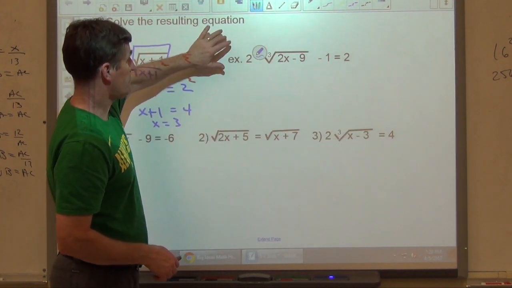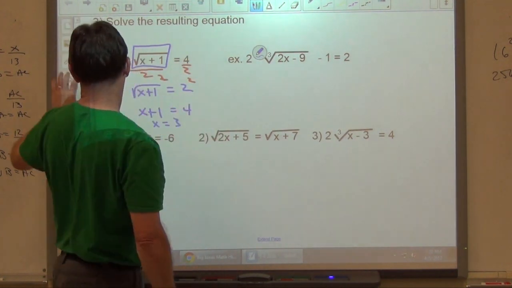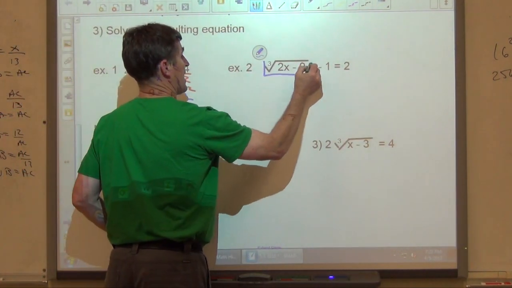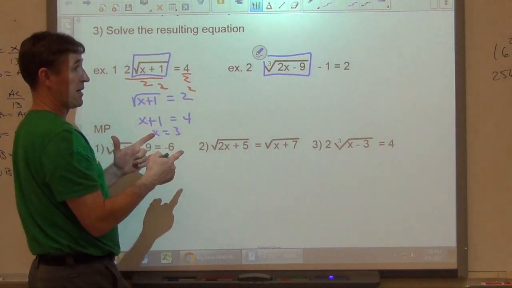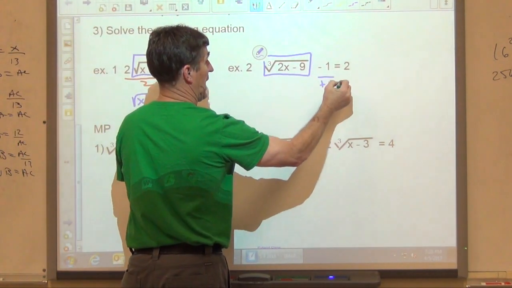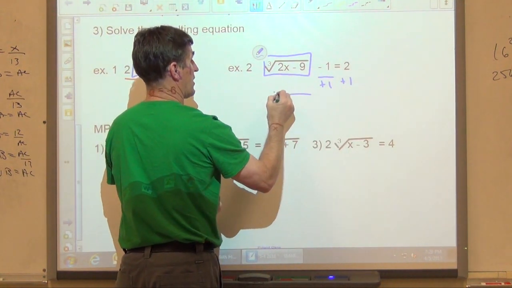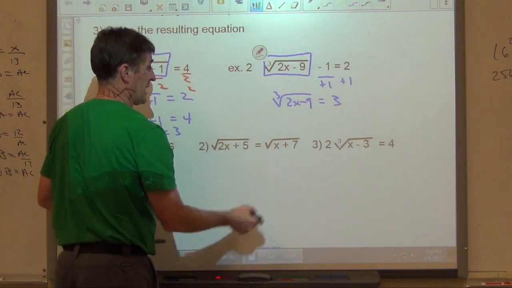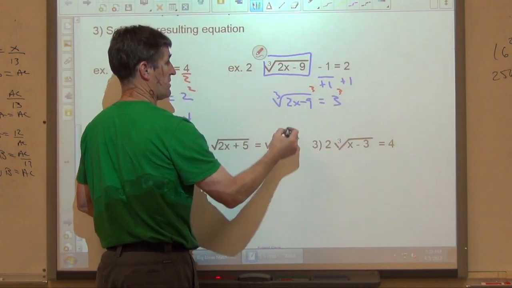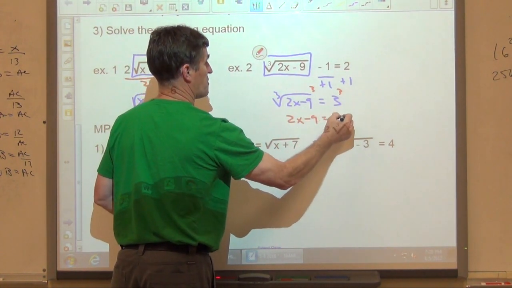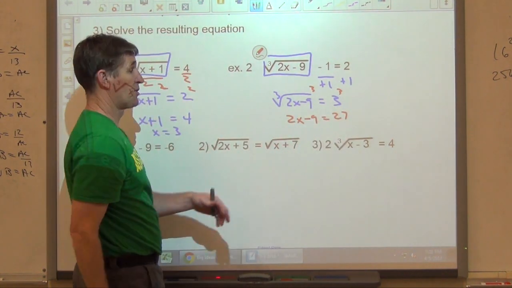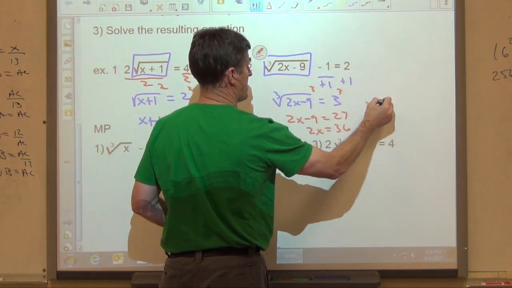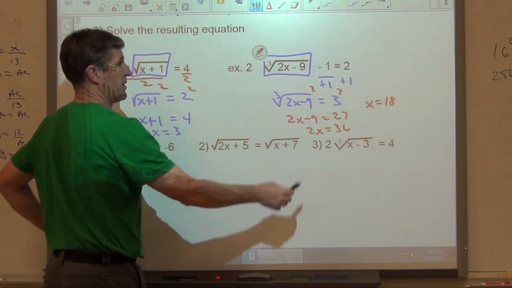This next one, we've got the cube root. In this case, the radical isn't by itself yet. We've got to get rid of that minus 1, so we add 1 to both sides. Now we get the cube root of 2x minus 9 equals 3. Then to get rid of the cube root, we cube both sides. So we get 2x minus 9 equals 27. And then it's a simple algebra problem. Add 9, 2x equals 36, divide by 2, so x equals 18. And then we check it.